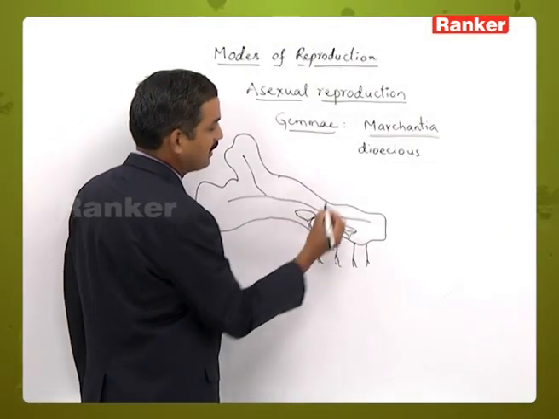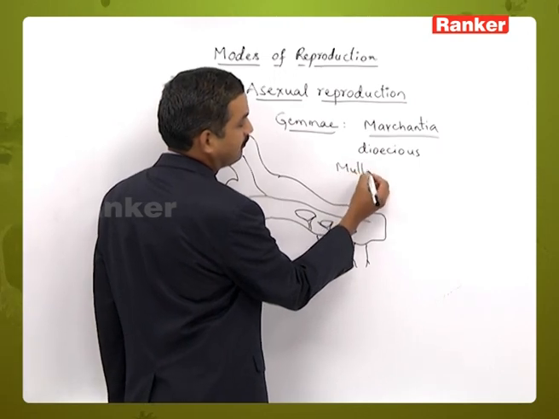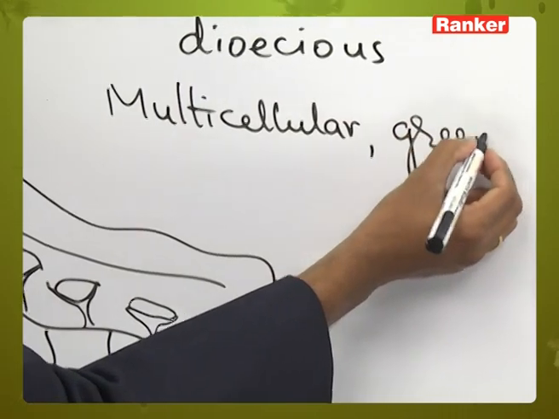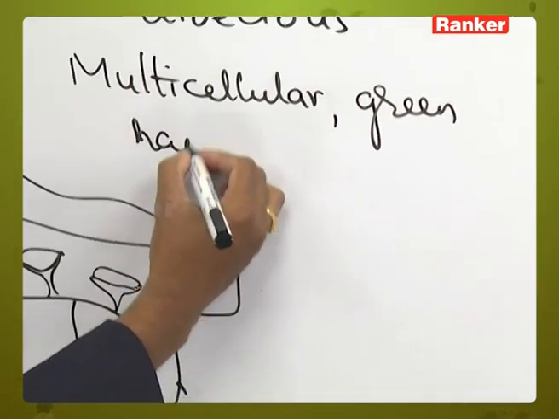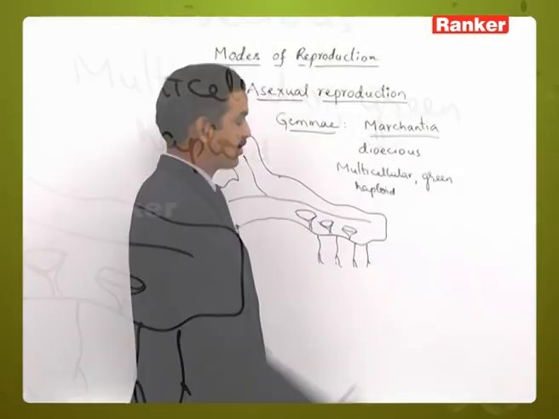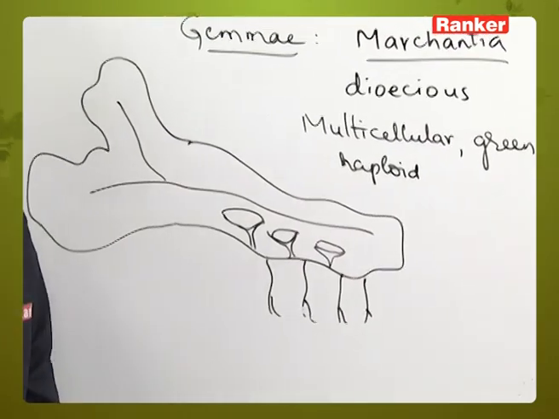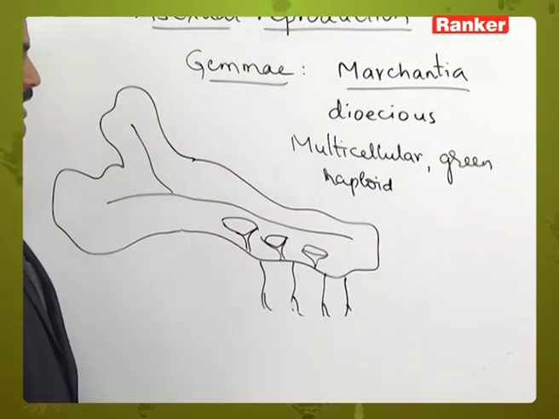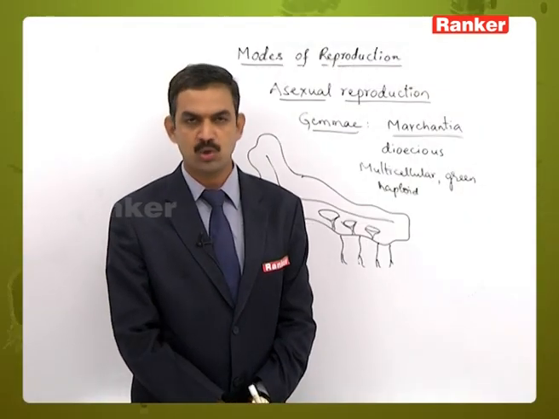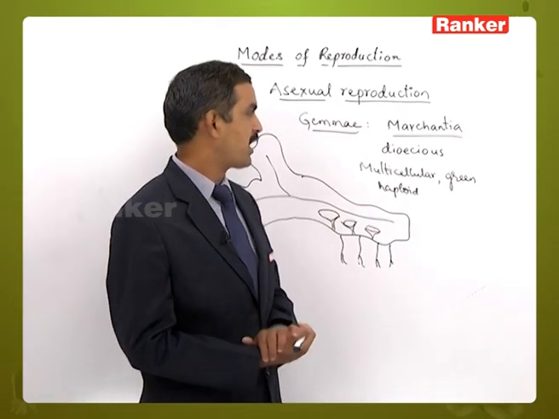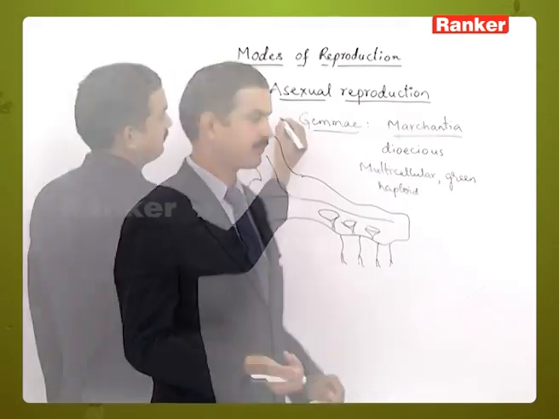Inside the receptacles, multicellular green haploid structures are formed. These multicellular green haploid structures are called gemma or gemmae. Each of the gemma will germinate and give rise to the daughter generation. So, this can be observed in bryophytes like Marchantia.